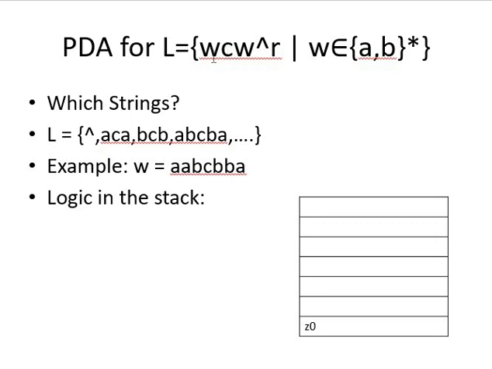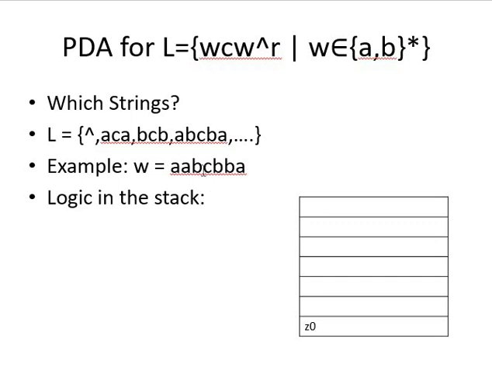Before C there will be a string W, and after C there will be the reverse string of W. So if W is ab, then W^R would be ba. So my string would be ab, c, ba. If you consider W as abb, then W^R will be bba. So ultimately your string will be abb, c, bba.